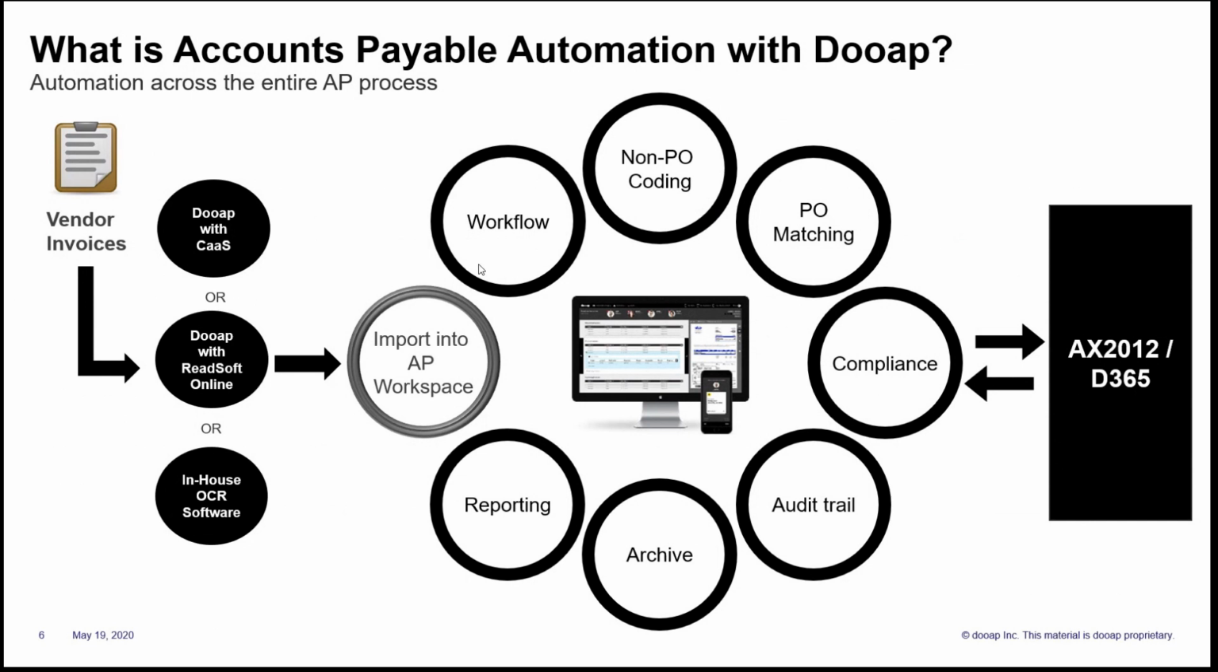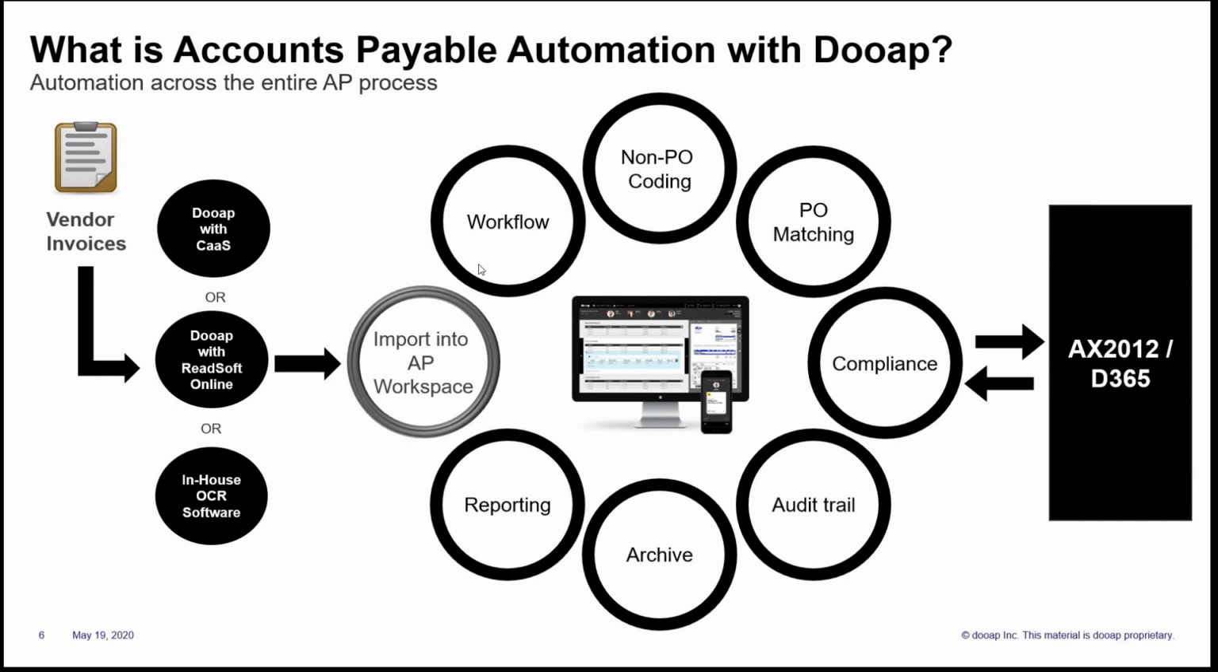There's an approval workflow that lives outside of Dynamics. Our workflow engine is more flexible and less restrictive than the built-in Dynamics workflows, making it easier to process and approve invoices inside of Dooap. The non-PO invoices can be coded to either ledger or project accounts. The coding is validated in real time against the account structure in Dynamics. If it doesn't live in Dynamics, then you won't find it in Dooap.